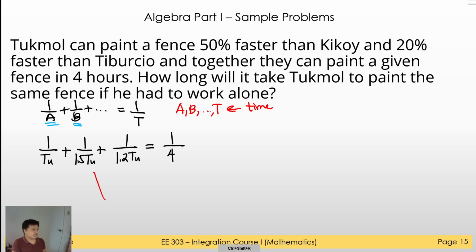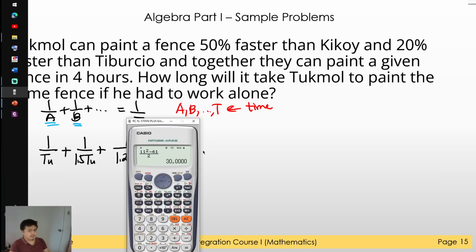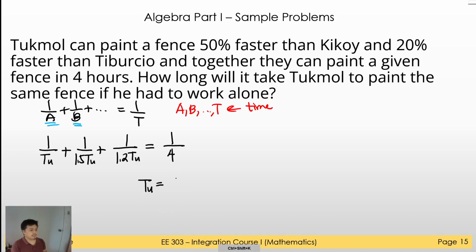And we can just solve this using our calculators. So therefore, TU will be equal to, so we have 1 over x, plus 1 over 1.2x, and then plus 1 over 1.5x, and then equals 1 over 4. So, calculator. The answer is 10. So it will take 10 hours for Tukmol to finish this alone.